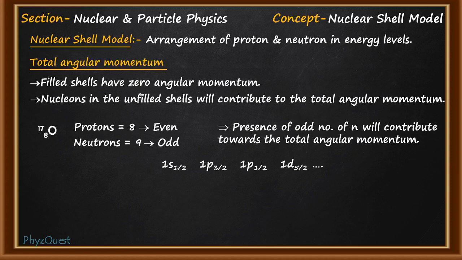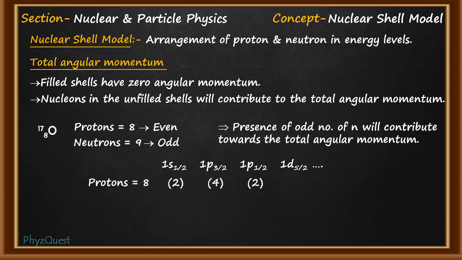We have the number of protons and the number of neutrons. We will check their arrangement in different energy shells, and accordingly decide the total angular momentum. We have 8 protons. The first 2 protons go to 1s1/2, then 1p3/2 will occupy 4 protons. 2 plus 4 is 6. We have 8 protons, so the remaining 2 protons go to the shell 1p1/2.